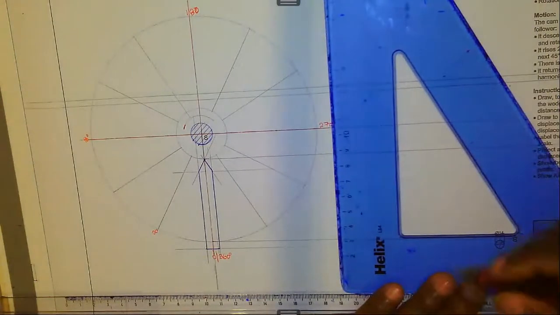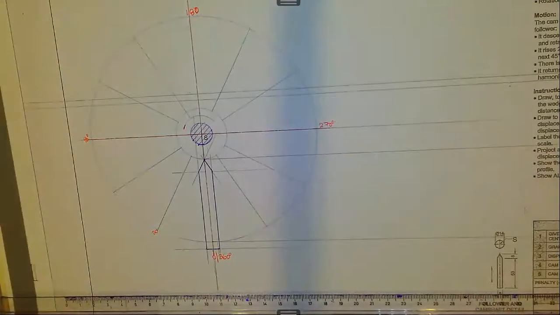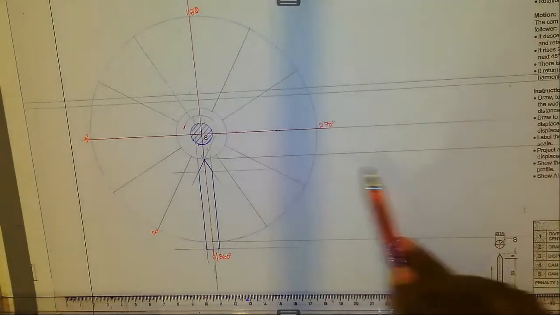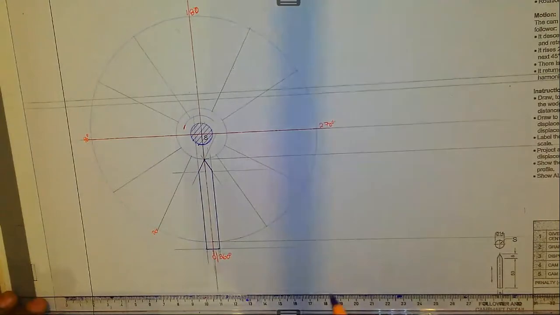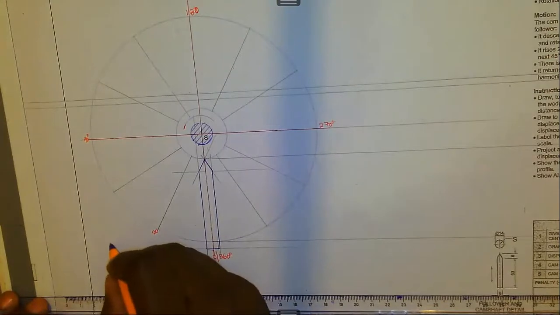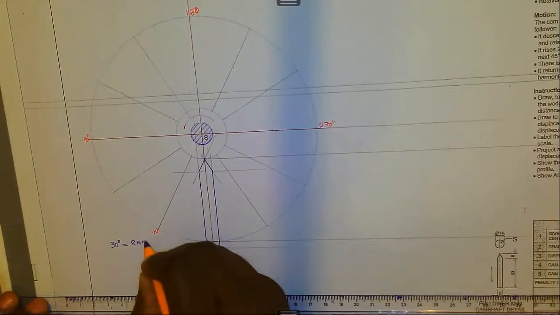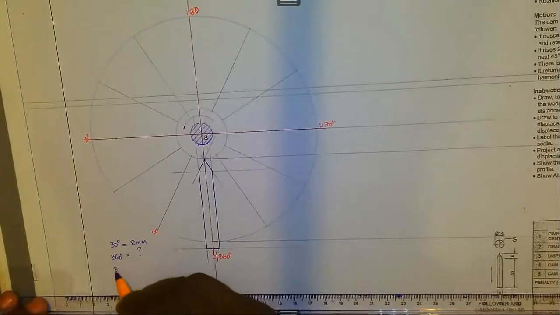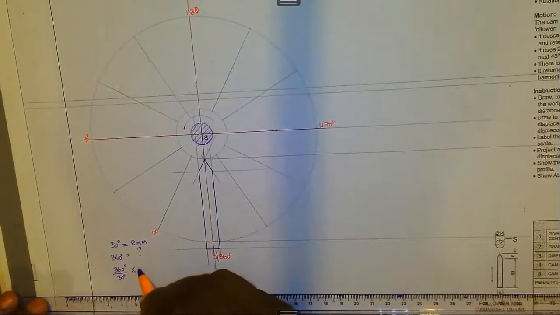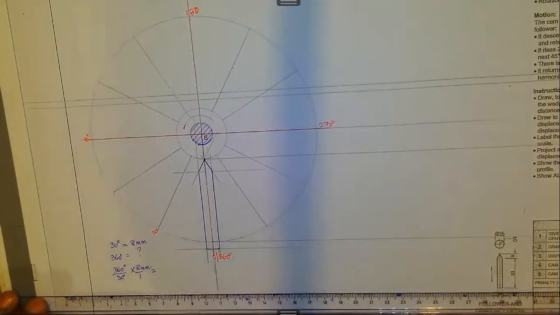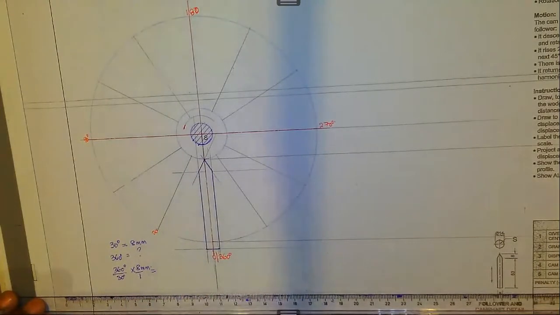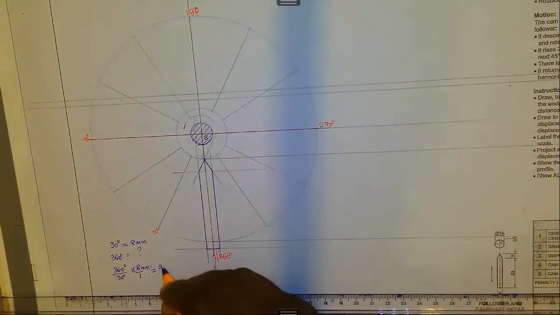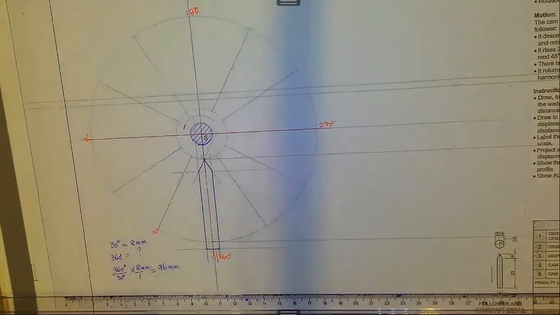Let's create the starting position. But maybe before we do create that starting position, we want to find the extent of the length of our displacement graph. We are given this information that 30 degrees is equal to 8 millimeters. Therefore 360 degrees is equal to, proportionally, 360 degrees over 30 degrees multiplied by 8 millimeters over 1. If we calculate this with our calculator, 360 divided by 30 multiplied by 8 gives 96 millimeters. That is the length of our displacement graph.